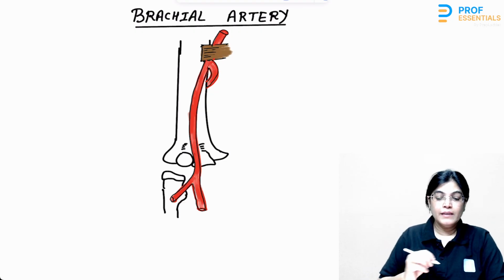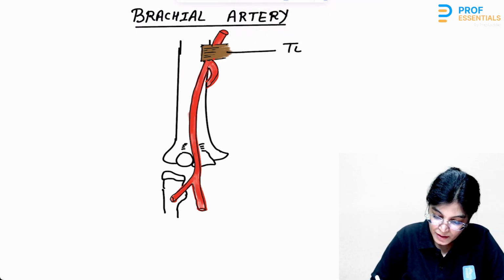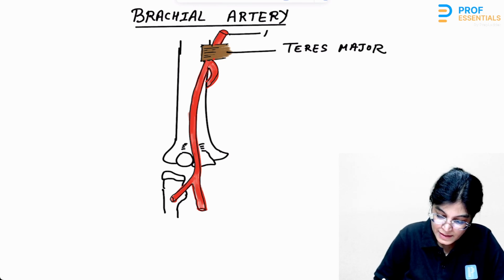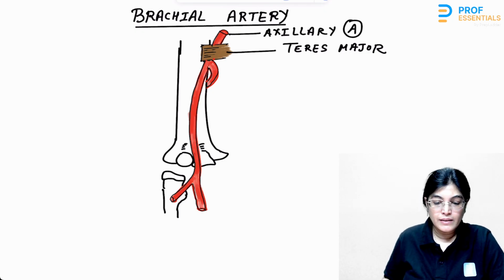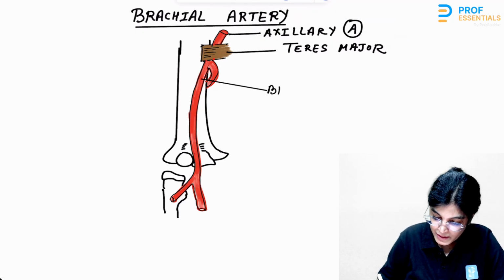Now, let's label few important points. So here we will have the teres major muscle as the landmark. And this is the axillary artery. Above this level, this is the axillary artery. And this is lower to it. So basically, this part is the brachial artery. That means this is the brachial artery which we are talking about.